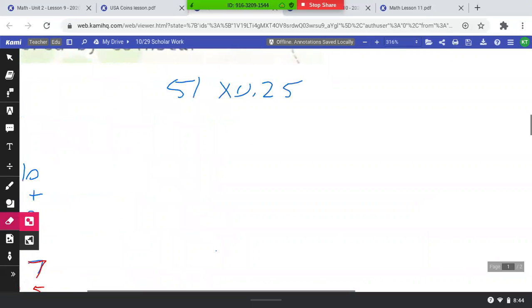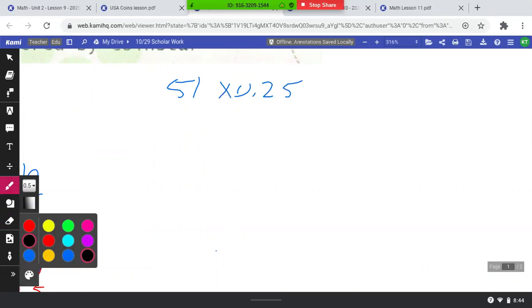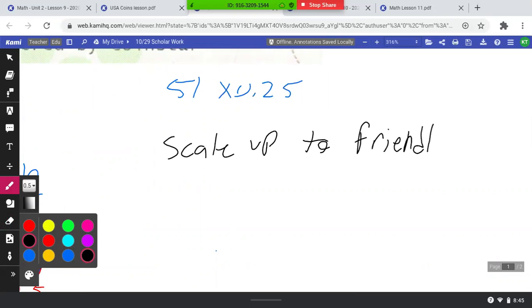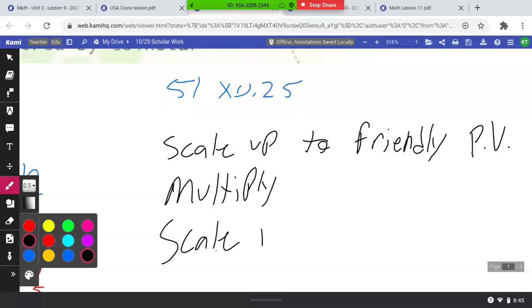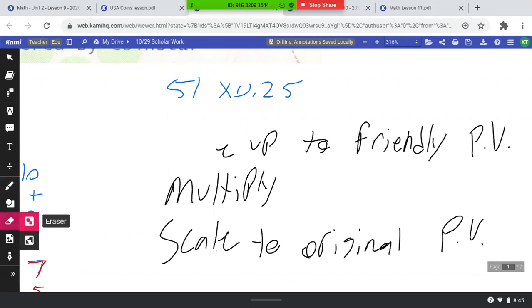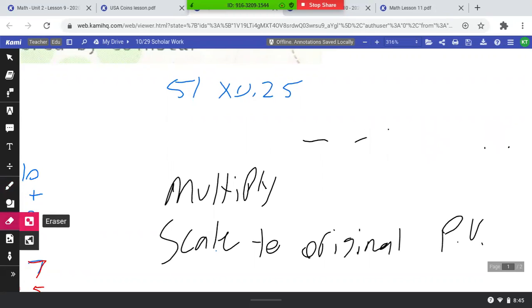But let's go over here and do the multiplication method. So remember our rules when we are multiplying decimals. Scale up to friendly place value. Multiply. And then scale to original place value. So let's go do that right now. Pause the video and do that yourself. And when you're ready, press start and see if you got the correct answers.